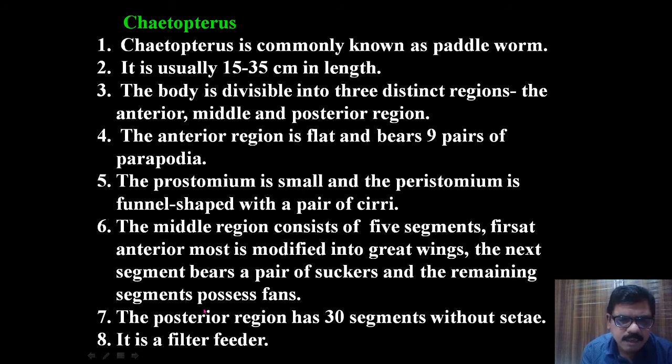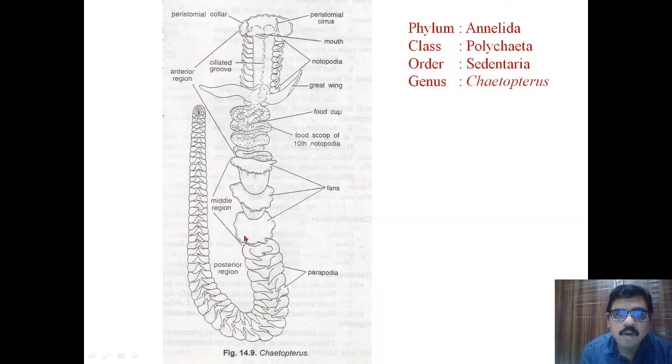Then the posterior region has 30 segments, and these are without the setae, and this Chaetopterus is a filter feeder animal. So these are the characteristics of the Chaetopterus. You have to draw this diagram of the Chaetopterus.